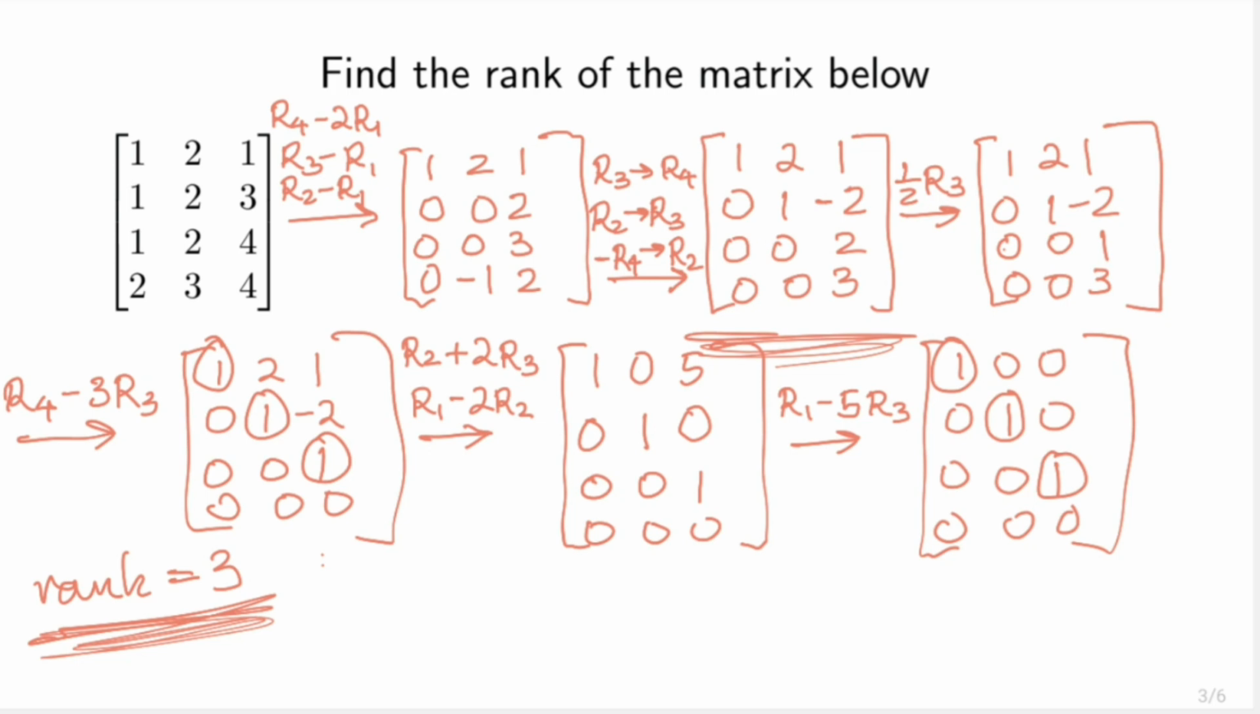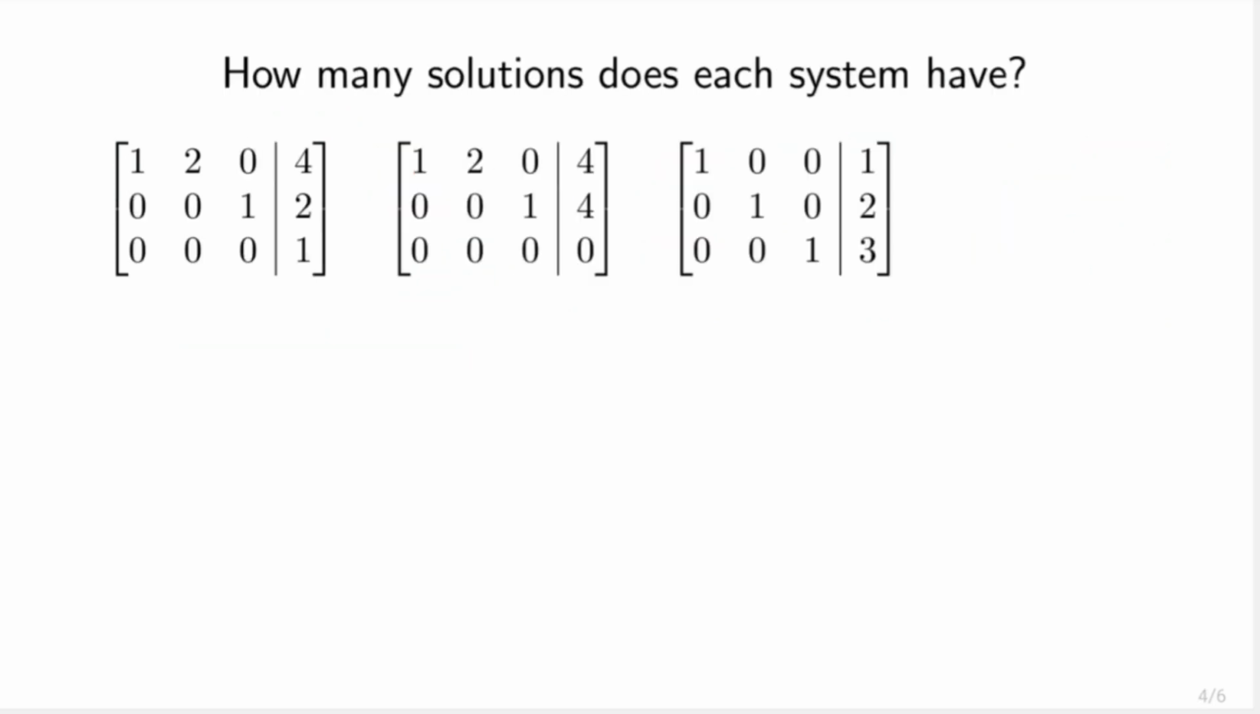All right, let's go ahead. So there's a relationship between the rank of a matrix and the number of solutions of a linear system for which it is a coefficient matrix.